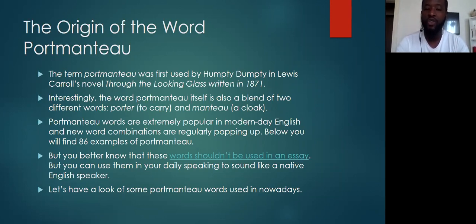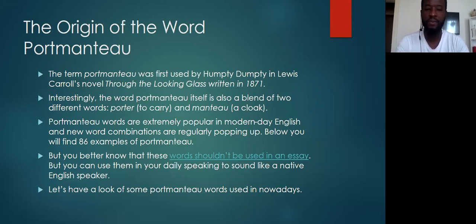It is forbidden. Why? We just use it in our daily speaking. If you want to make an impression on somebody, it is better to use it. But if you are writing a formal essay, you should not use these words, because these are new words that we are using right now, and they are not very usable for formal essays. But you can use them in your daily speaking to sound like a native English speaker.